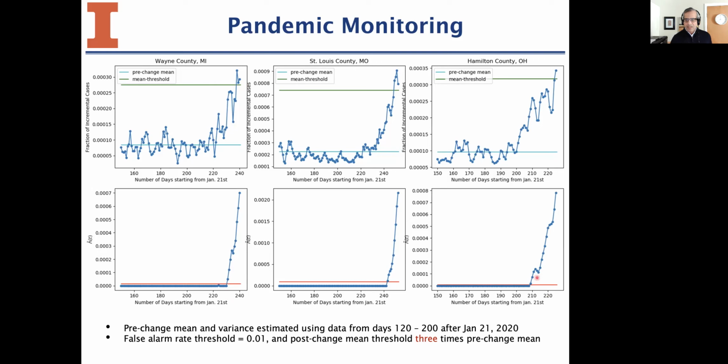So that's an indication that the second wave has started, and you'll see that in Hamilton County, Ohio, for example, that second wave started long before the second wave started in St. Louis. Again, decision makers in those counties could have used something like this to predict that a second wave is coming, and ask their citizens to be a little more careful, if this mean change test was available to them.